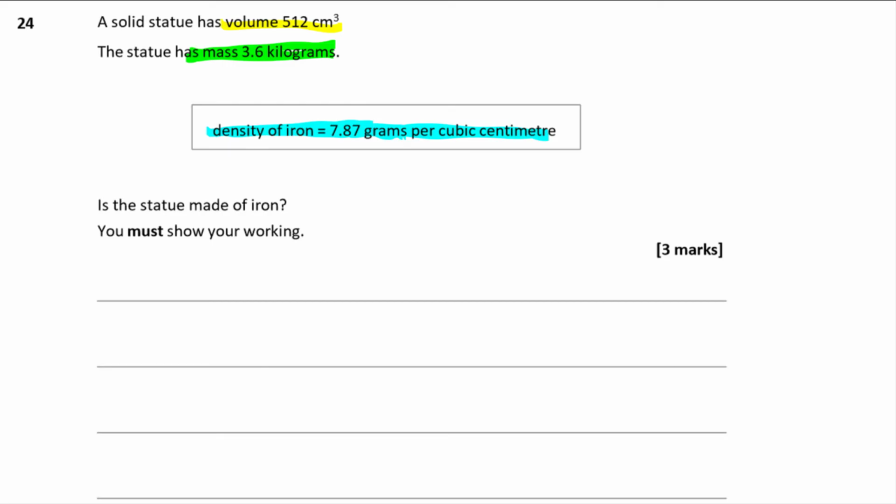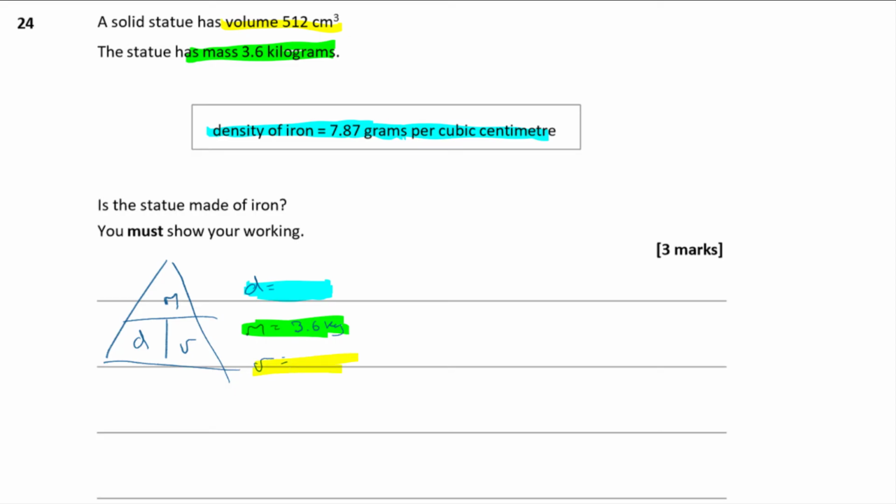So what is the relationship between density, mass and volume? Well, luckily we've got a handy triangle to remember these things. So density, mass, volume is a bit like that. Density equals mass over volume. Okay, so we don't yet know the density. We want to compare it with 7.87, but we don't know the density of this statue yet. What's the mass? The mass we said was 3.6 kilograms. And then the volume, what's the volume? The volume is 512 cubic centimeters.